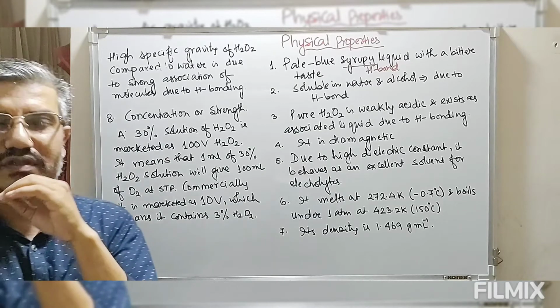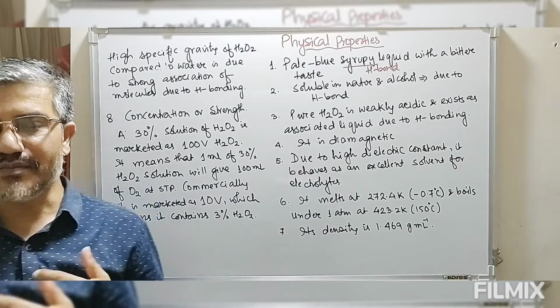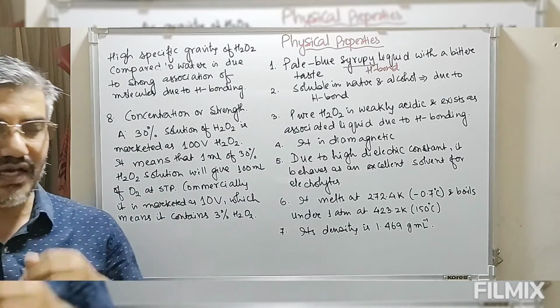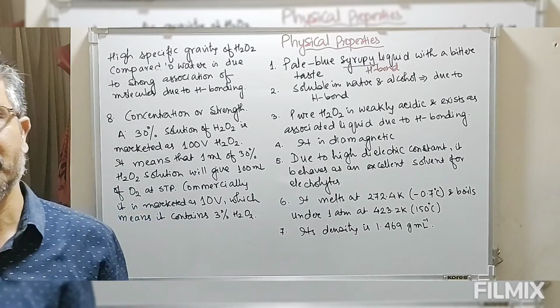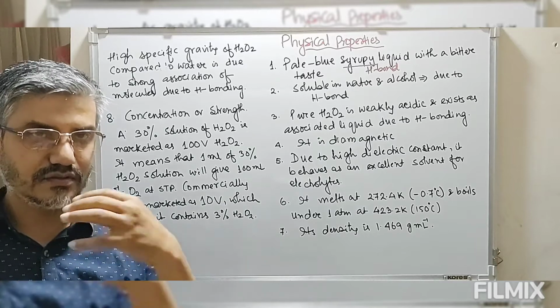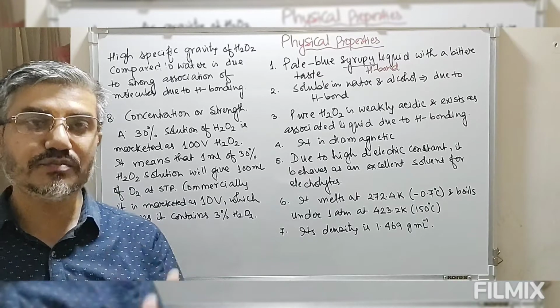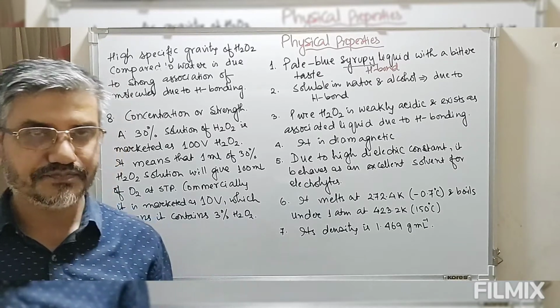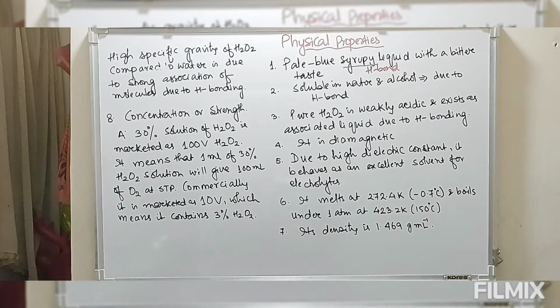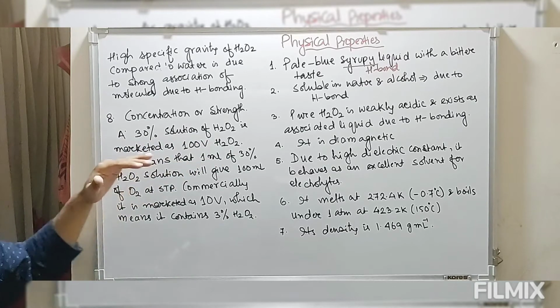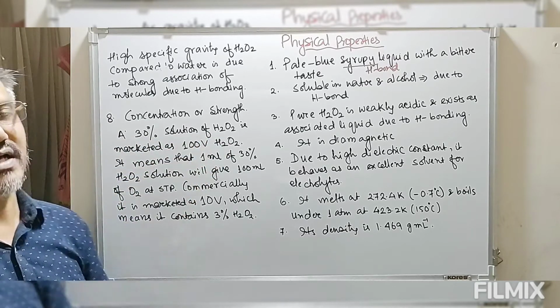Now, for this sample of hydrogen peroxide, we have to determine the strength of this hydrogen peroxide. The liquid hydrogen peroxide which is available in the market is marketed as a 30% solution. So, a 30% solution of hydrogen peroxide is marketed as 100 volume.